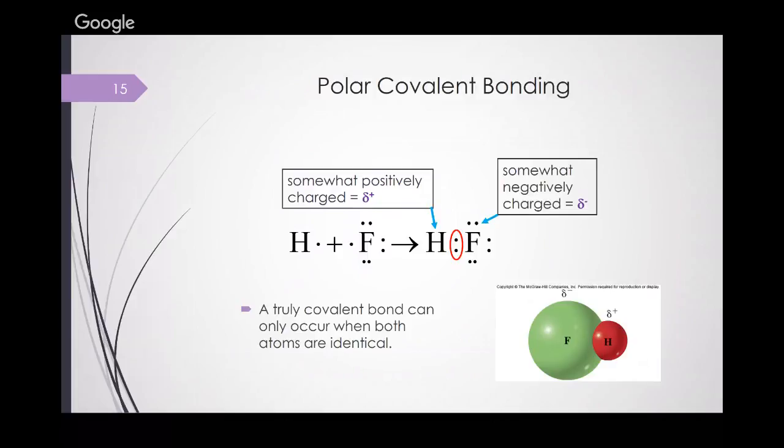So polar covalent bonding, once again, happens between 2 atoms that are sharing electrons, and their electronegativity differences are fairly large, so somewhere in between that 0.4 to 2 range. A truly nonpolar covalent bond can only occur when both atoms are identical. So H2, N2, O2, F2, Cl2, Br2, I2.